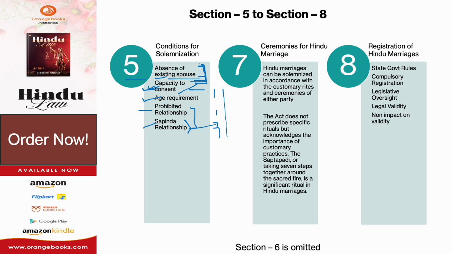This is not allowed. And apart from that, brothers and sisters cannot marry, or father and daughter-in-law should not be married. So there are many relationships which cannot be married. We will talk about that. So these are the key conditions for solemnization: absence of existing spouse, capacity to consent, age requirement, prohibited degree of relationship, Sapinda relationship. Remember guys, Sapinda relationship is also one of the forms of prohibited. There are 3 to 4 items under prohibited relationship. Sapinda is one of that. Sapinda means having common ancestors.